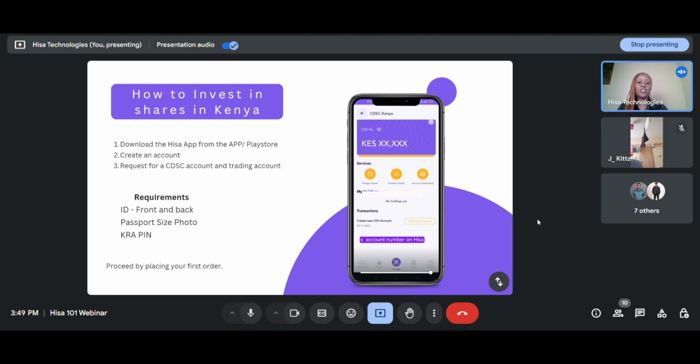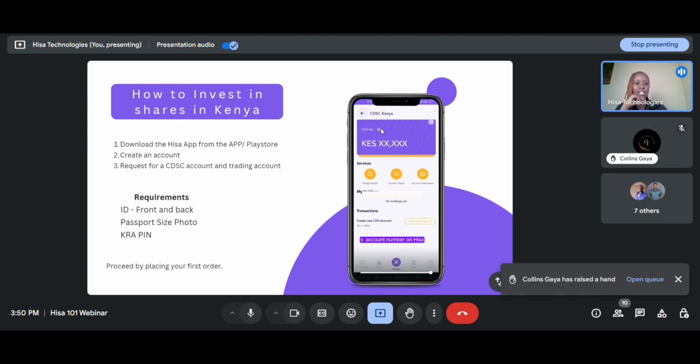To know whether your account has been created, just tap on the CDSC button again, and on the purple section that is here, your number will be there. Otherwise, you will get an email from the team stating that your CDSC and trading account has been created. From there, you can place your first order. All right? Okay.